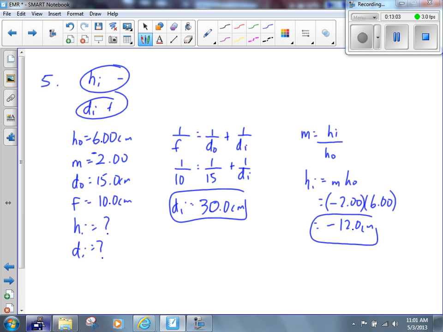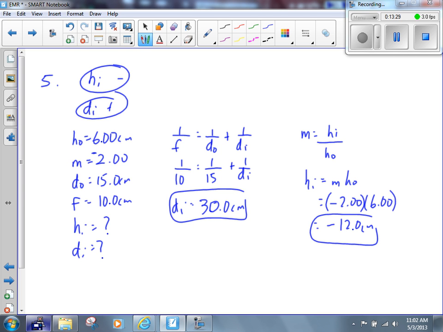Now, Patrick just asked a really good question. He said, we're told that it's twice as high as the actual candle. Do we need to go through that equation and show that it's negative 12? No, but be very careful if you don't go through that process. You know that it's twice as big and the object was 6 centimeters tall, so you know it's going to be 12. But the image height is technically negative 12 because it's inverted.